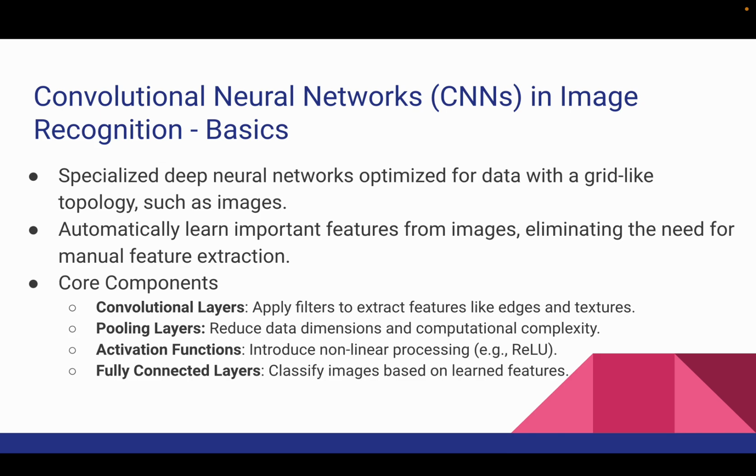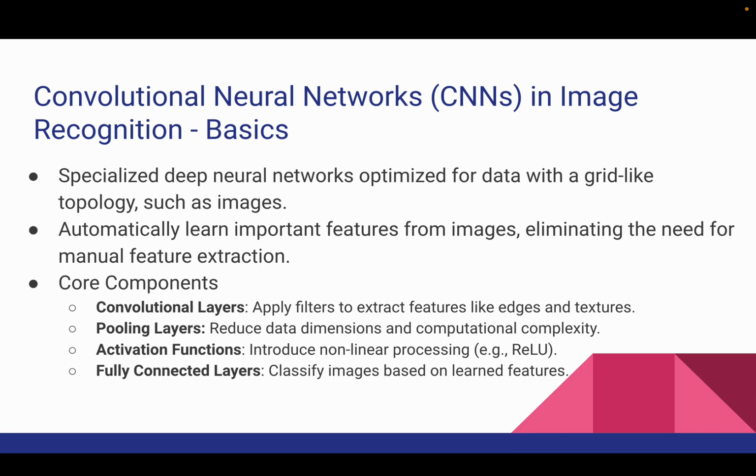Before that, I need to talk about some basics of CNN in image recognition. A CNN is a specific deep learning neural network optimized for data with a grid-like topology, such as images, and it can automatically learn important features from the image, eliminating the need for manual feature extraction.